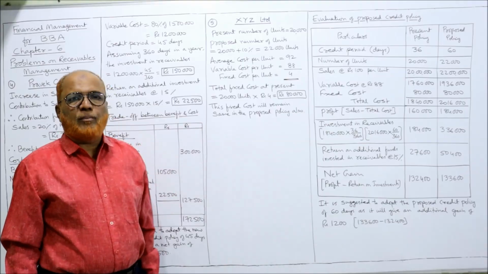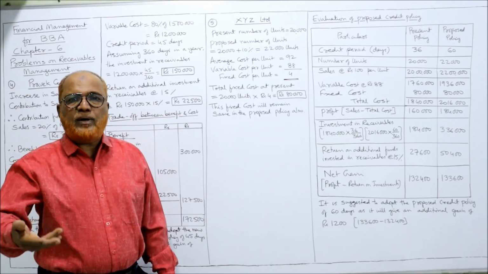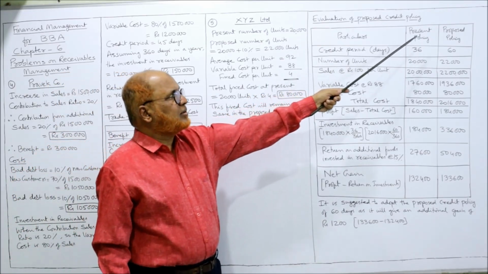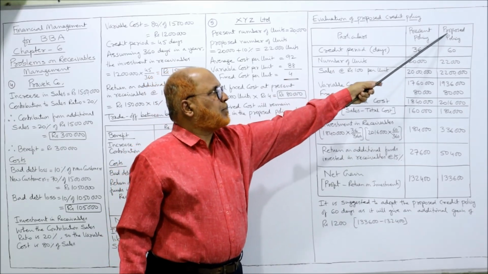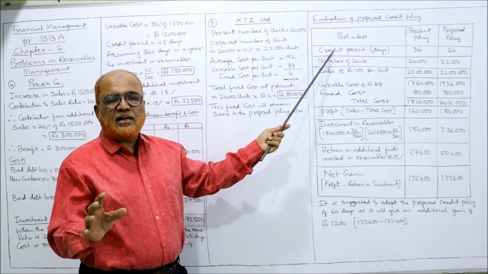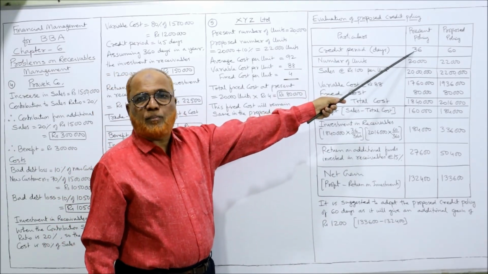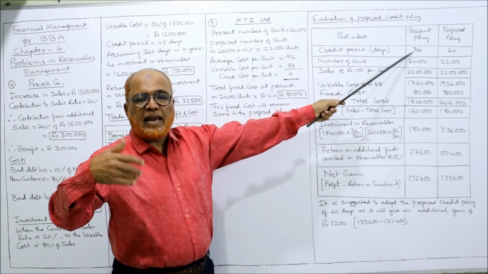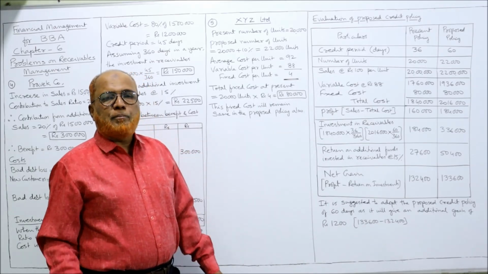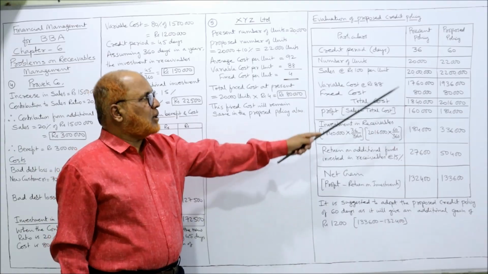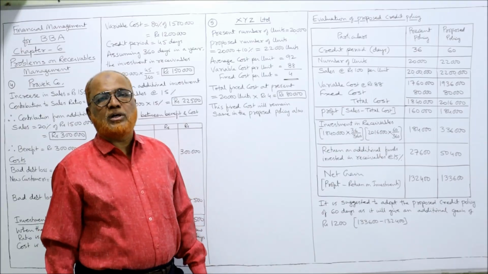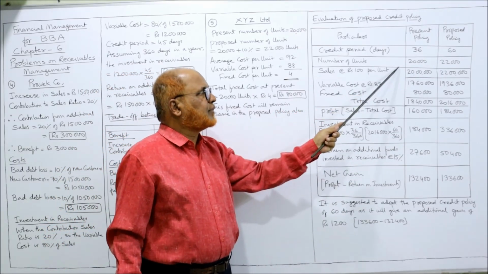Now in this tabular form, we evaluate the proposed credit policy, right? Two columns I have opened at the extreme right hand side, present policy and proposed policy. Now first of all, credit period. Presently the credit period is 36 days given in the problem and the proposed relaxed policy is 60 days, right? Similarly, number of units. Presently the company sells 20,000 units and in the proposed policy it will increase by 10%, so it will become 22,000 units, right?